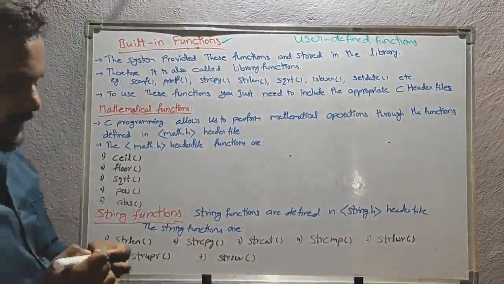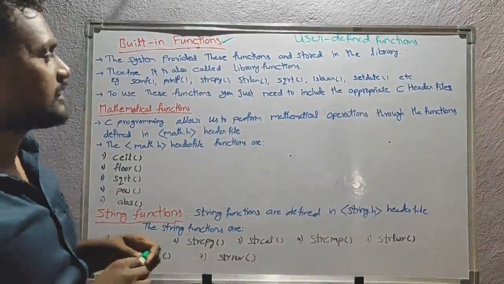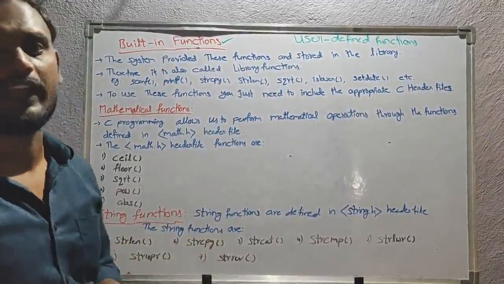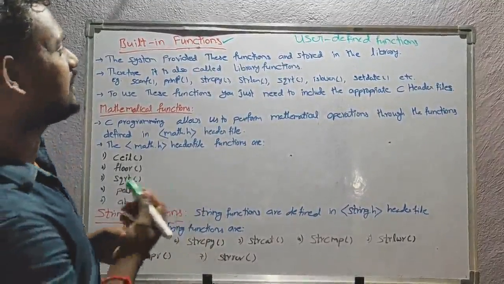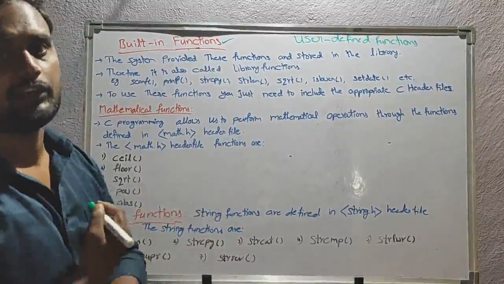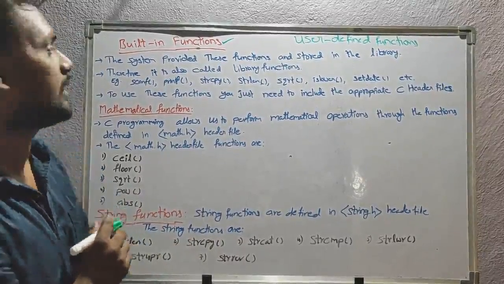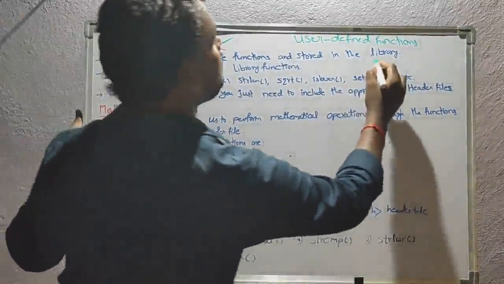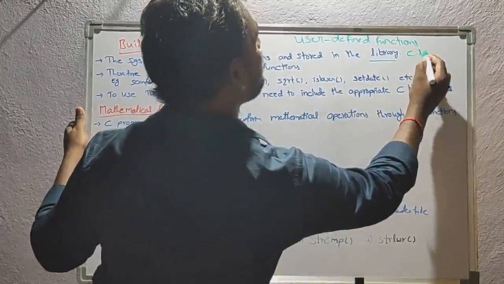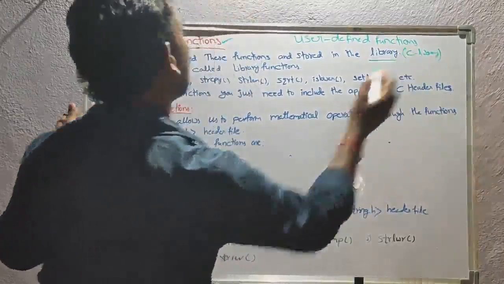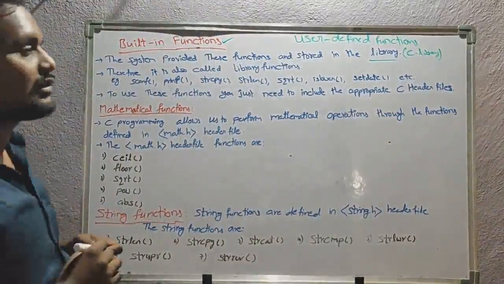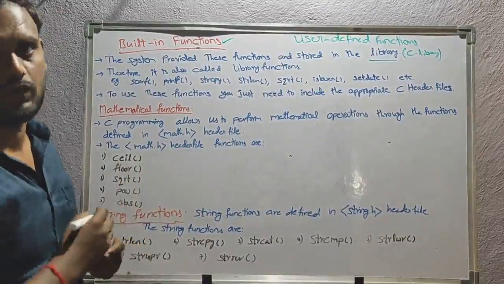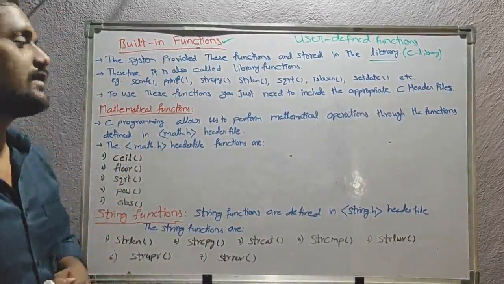Built-in functions means the system has its predefined functions. The C programming system has its predefined functions. These are stored in the C library. That is, the system provides these functions and stores them in the library, and therefore they are also called library functions. These types of functions, the built-in functions, are also called library functions of C programming.